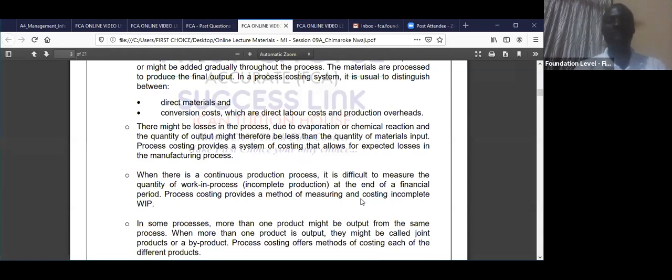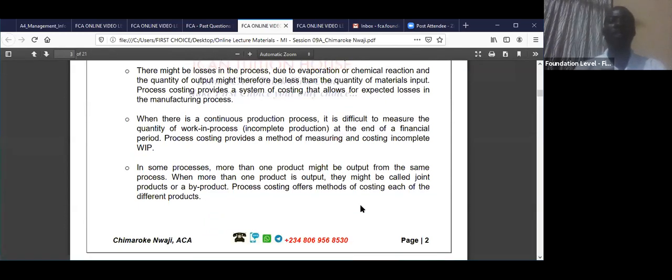Of course, you can measure the quantity. You can measure the quantity and value of raw material. You can measure the quantity of finished products. But when it comes to work in progress, you find it difficult to measure. But there is something that we do in process costing that will help us out, which you'll get to find perhaps in part 2.